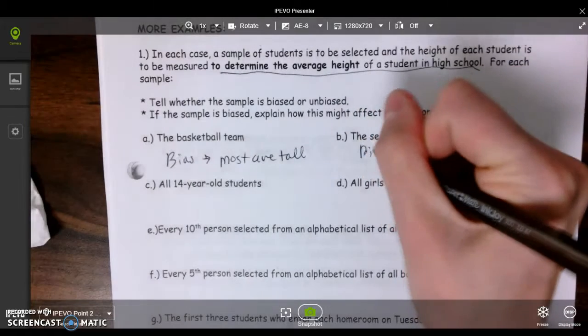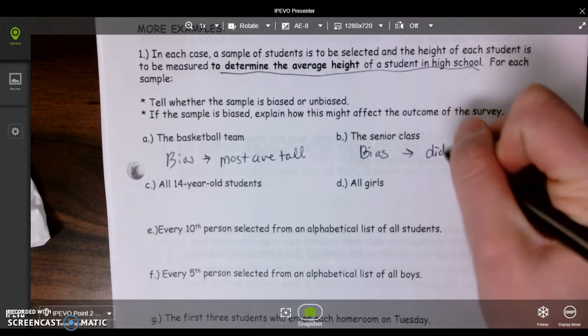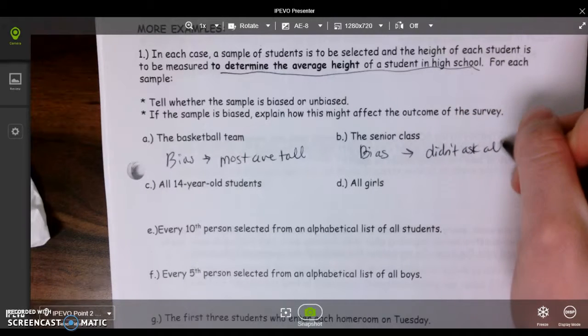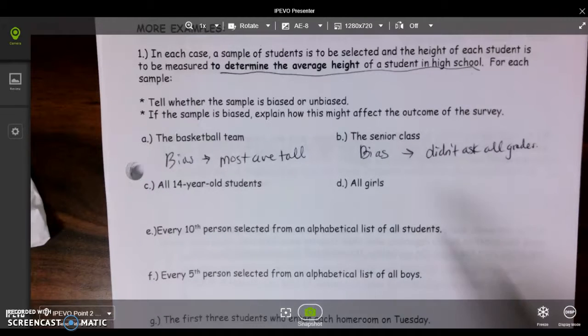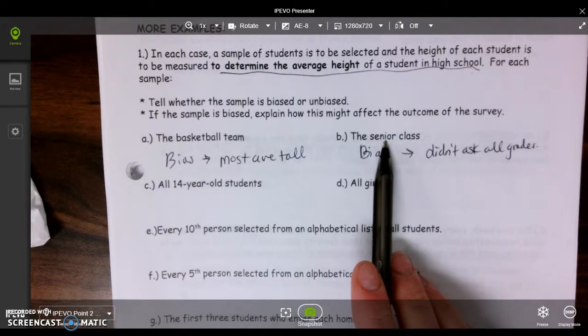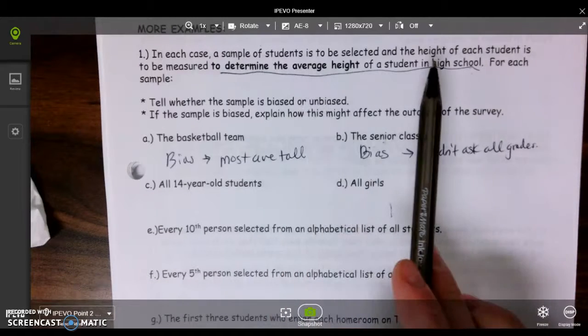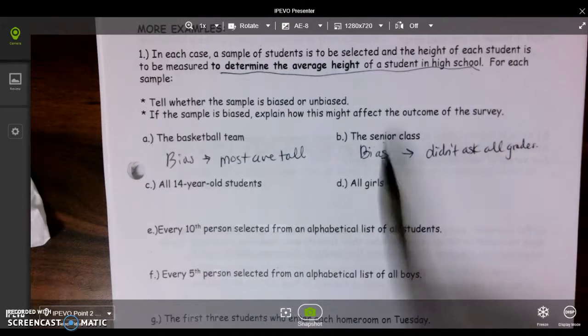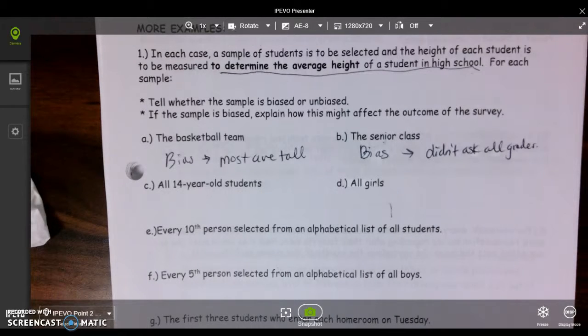The senior class. I would argue that this is also biased data because I didn't ask all grades. And what typically happens when someone gets older is they get taller. So the seniors are going to definitely be taller, most of them, than the freshmen. And then again, I'm not getting accurate data for the average student in high school. I'm getting a specific sample which does not represent the population.